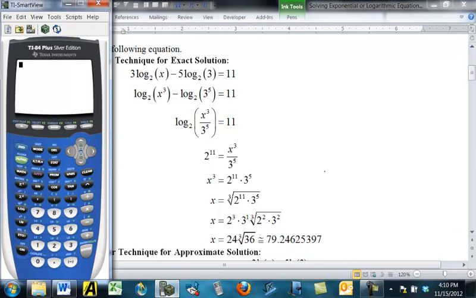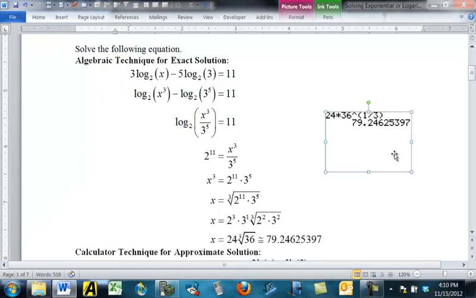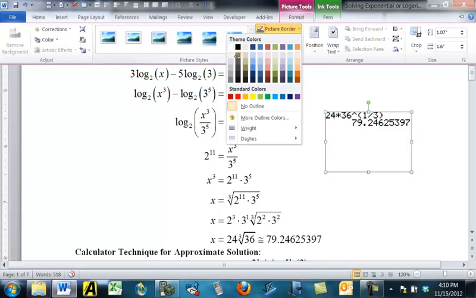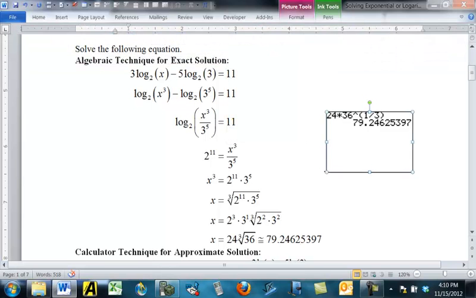Now, I can figure that out approximately on my calculator as 24 times 36 to the power 1/3. So I need to do it as a fraction power on my calculator. And hopefully that's what I have here, 79 point whatever. Okay, so I'm going to bring that over here. Okay, so now how could I have done this on just a calculator technique?